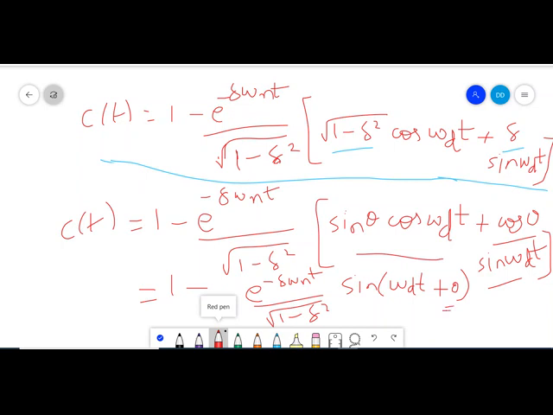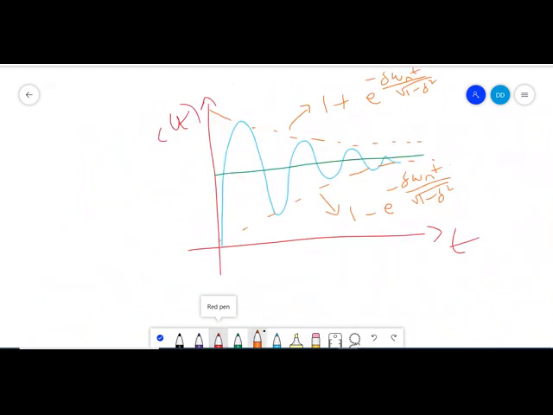So this theta value we can write as theta is tan inverse of root 1 minus delta square by delta. We can substitute it here for t greater than or equal to 0. So our response will be of this kind, where the oscillations are reducing. It can be either a positive value or a negative value. So it is a decaying sinusoidal decay on an exponential envelope.